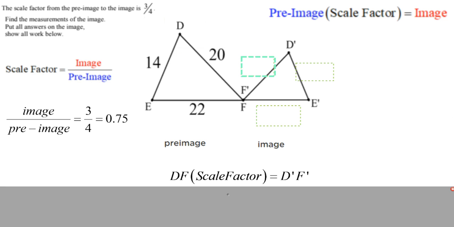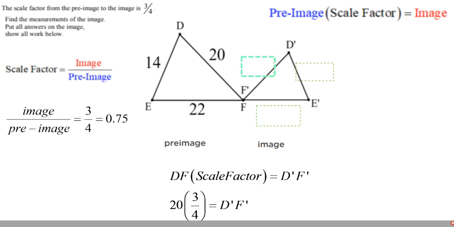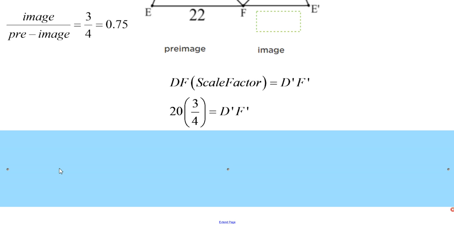We have one more length to find, and that is D prime F prime. Again, we take the pre-image for DF, which is 20, and multiply it by our scale factor. That will give us a length of D prime F prime. So let's think, we're taking 20 times 3 over 4.